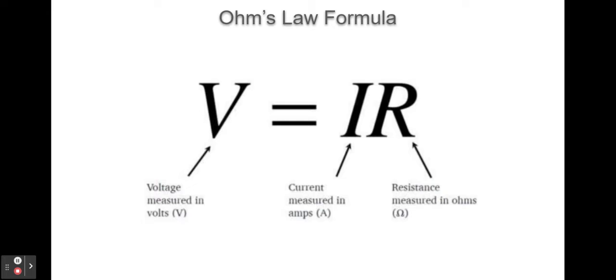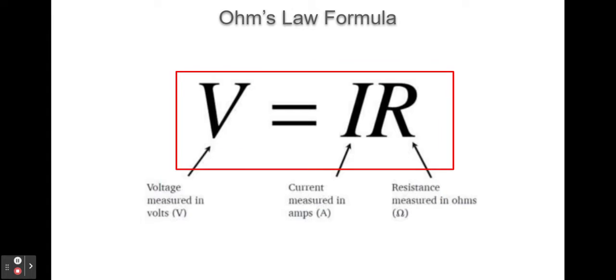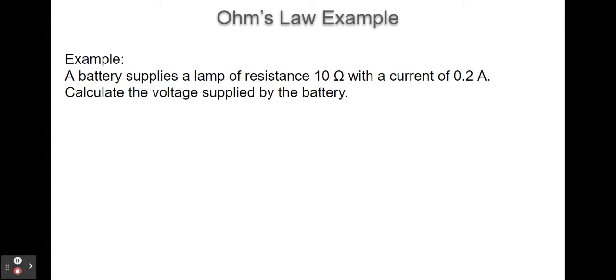So this brings us to the Ohm's Law formula. V equals I times R. Voltage equals current times resistance. Here's an example. A battery supplies a lamp of resistance 10 ohms with a current of 0.2 amps. Calculate the voltage supplied by the battery. So we're going to take our formula, V equals I times R, 0.2 times 10, which is 2.0 volts.